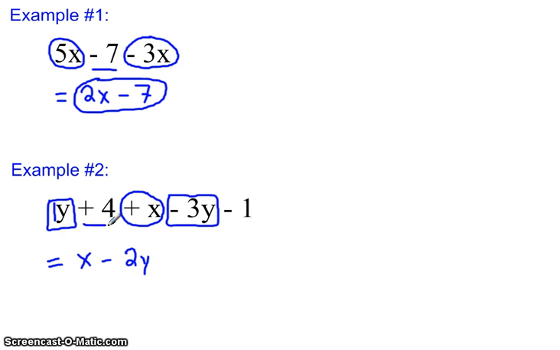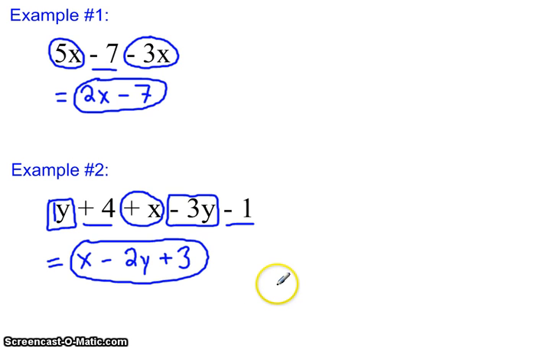And then we get down to the constants. We've got a positive 4 and a negative 1. That's going to give us 3. So our simplified version of this messy thing is x minus 2y plus 3. Now, if you started with the y's, then your answer would be negative 2y plus x plus 3. And that's perfectly fine. Doesn't matter if you start with the x's or y's.